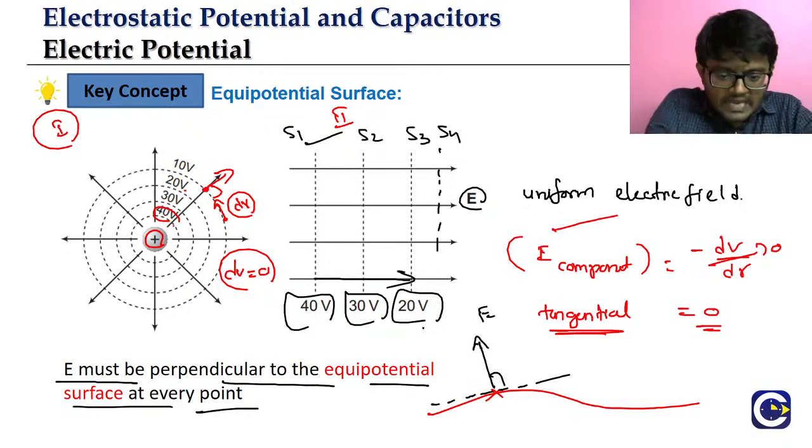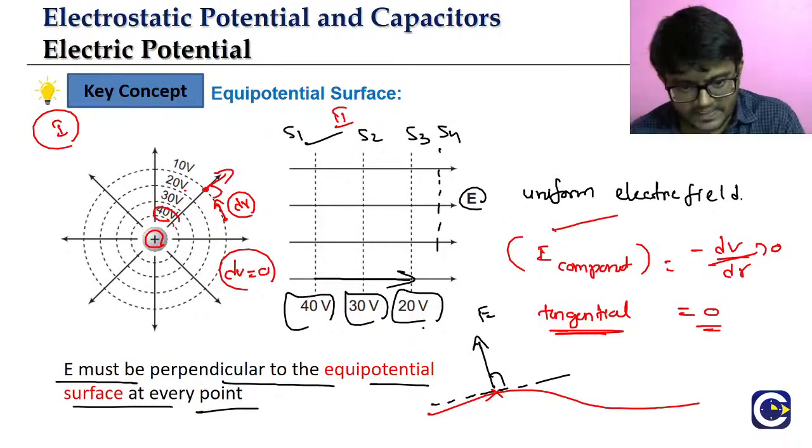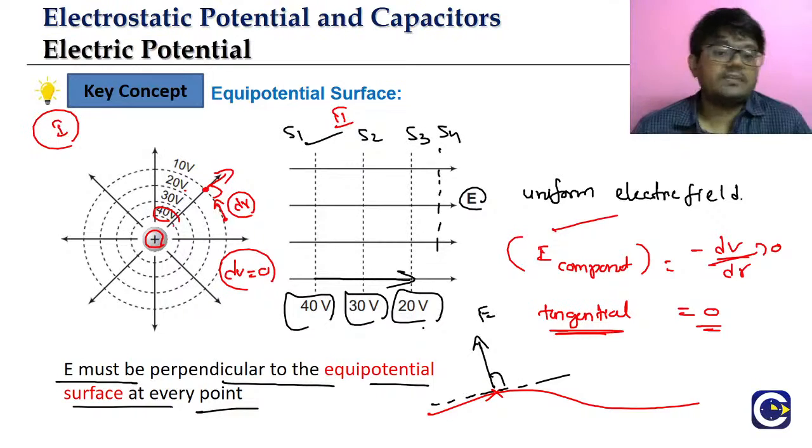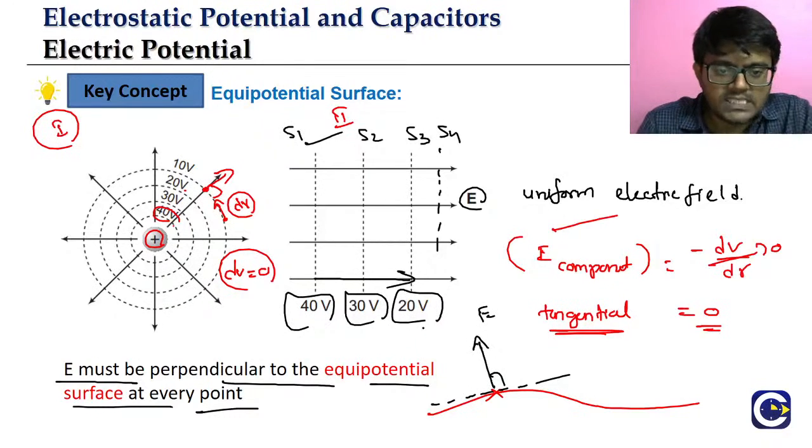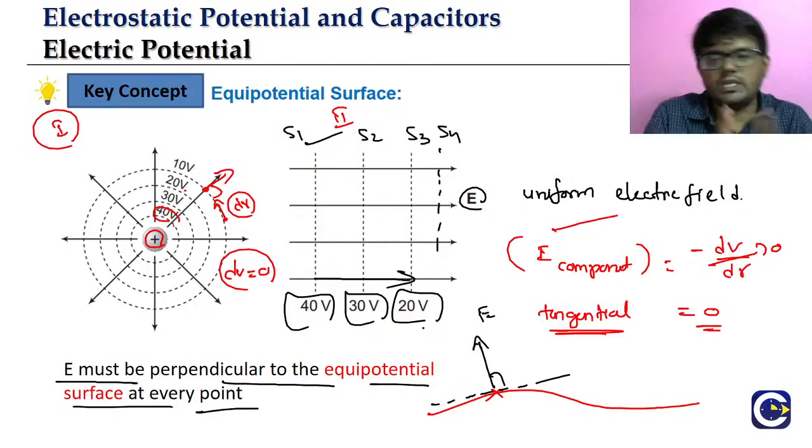If you are having an equipotential surface, field lines will always be what? Perpendicular to the equipotential surface. Why? What is the reason for that? Electric field cannot have a component along that equipotential surface or tangential to the equipotential surface. Only the normal component. Okay, so what is the conclusion?